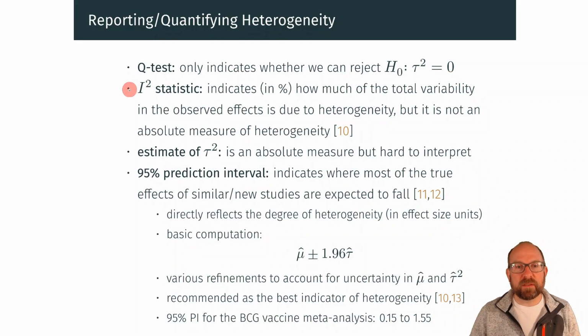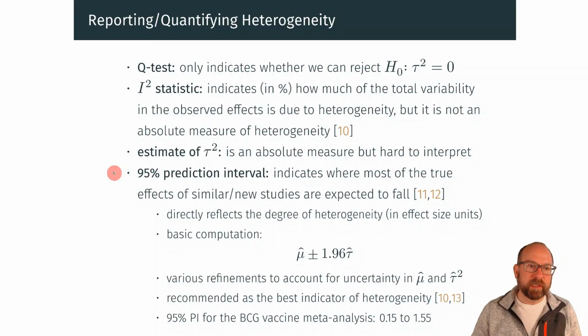The I-square statistic indicates how much out of the total variability in the observed effects is due to heterogeneity. But this is not an absolute measure of heterogeneity, because for the same amount of heterogeneity, whether we're looking at a bunch of small studies or very large studies, the I-square statistic would change. So instead, we may want to report the estimated amount of variance in the true effects. This is an absolute measure of heterogeneity, but it is kind of hard to interpret.